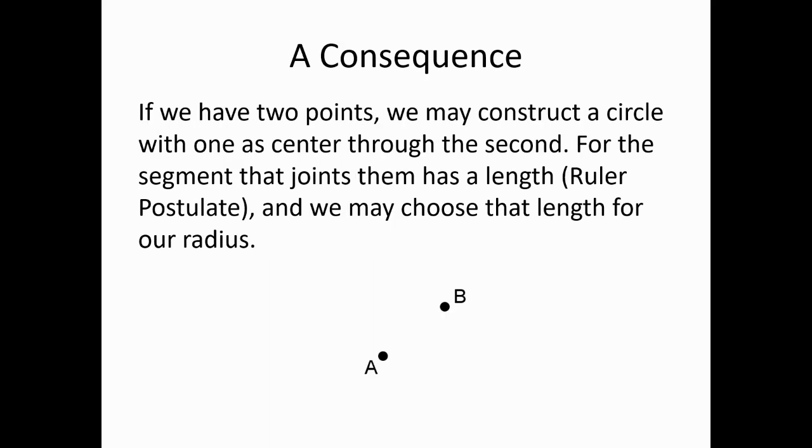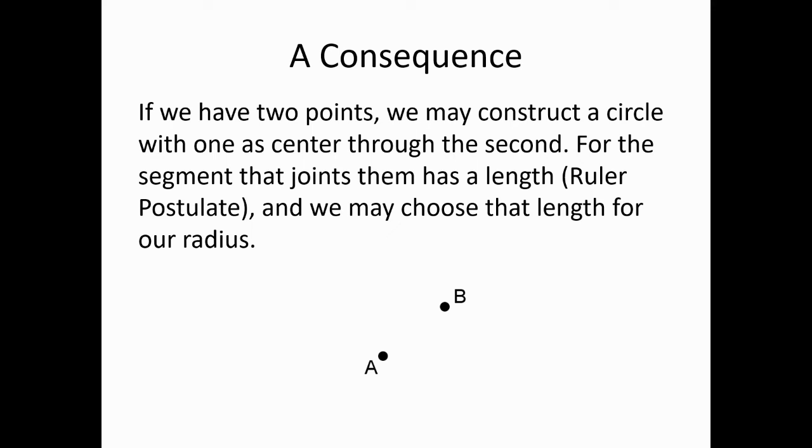And here's a very common way in which that's done. If we have 2 points, that circle existence postulate that I just gave you does entail that we may construct a circle with one as center through the second. Okay, and why would that be the case? Well, just pick one to be the center. Doesn't matter which one. Pick one to be the center, and then consider the line segment AB. It exists. That's a consequence of the line existence postulate. It has a length. That's the ruler postulate.